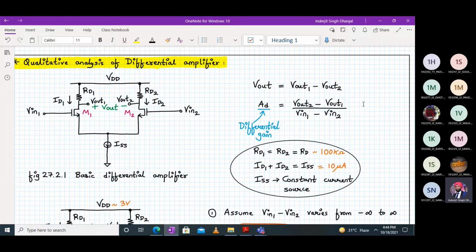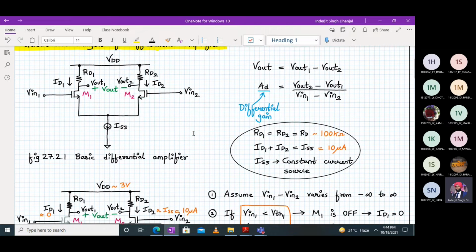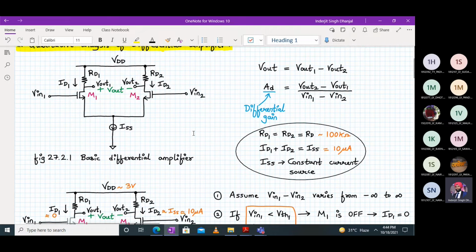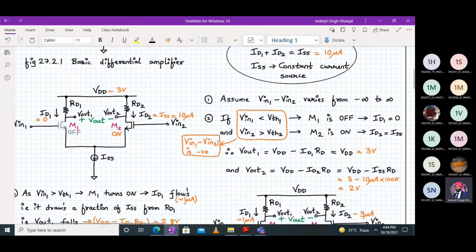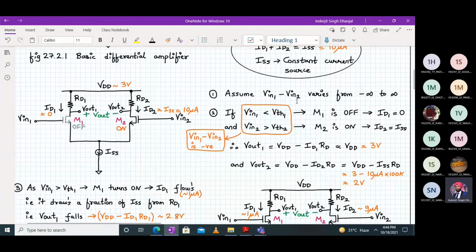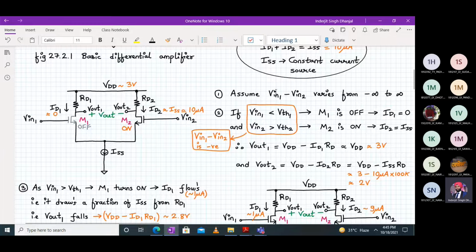Now, let's put some numbers into perspective. Let us assume that RD1 and RD2 are the same, equal to RD, which is 100 kilo ohm. Let us also assume that ISS, which is equal to ID1 plus ID2, is around 10 microamperes. Remember, ISS is my constant current source. Now let's assume that the differential mode signal Vin1 minus Vin2 is varying from minus infinity to plus infinity. That means Vin1 minus Vin2 could be a very high negative value, a very high positive value, or they might be equal also.